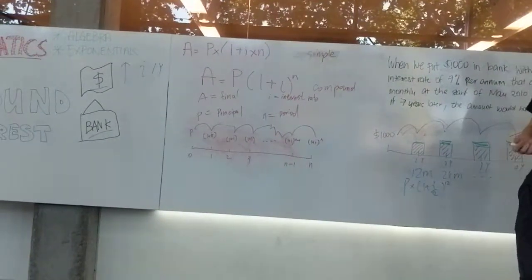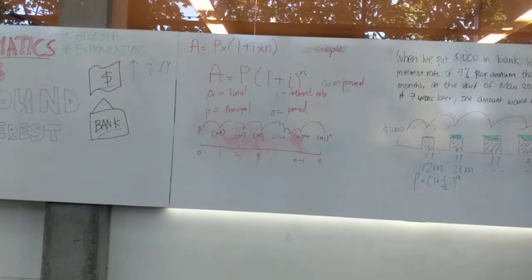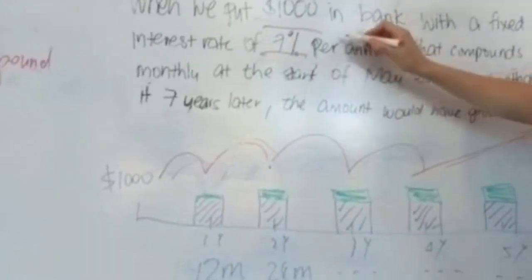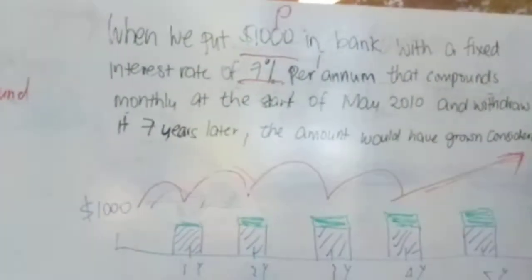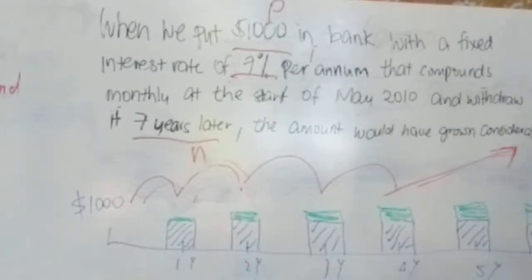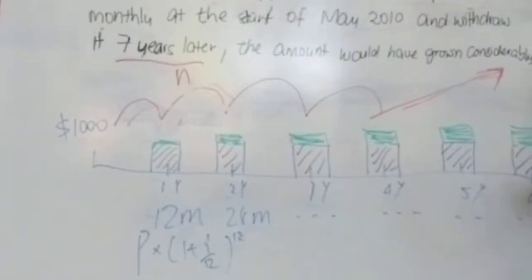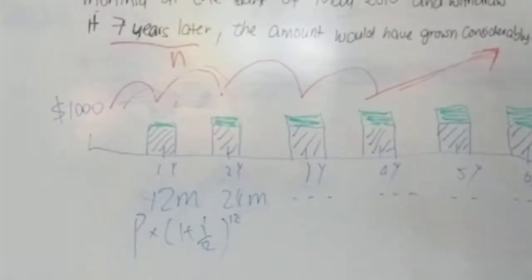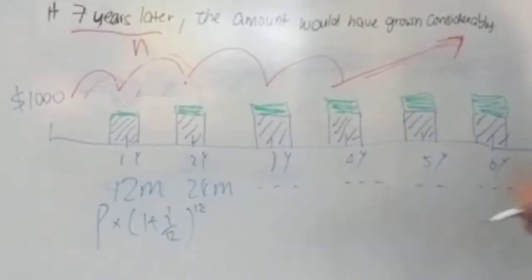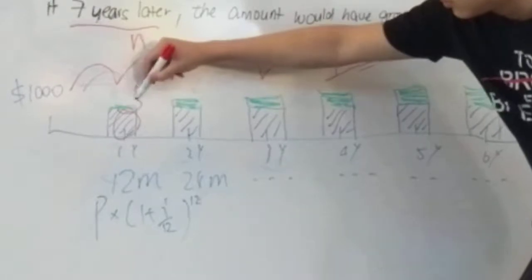Banks are not just useful for keeping our money safe, but also for growing it. For example, when we put $1,000 in a bank with a fixed interest rate of 7% per annum that compounds monthly at the start of May 2010, and we draw it 7 years later, the amount would have grown considerably. The graph below shows the increase of the interest rate on the principal, with the blue being the principal and the green being the added interest.